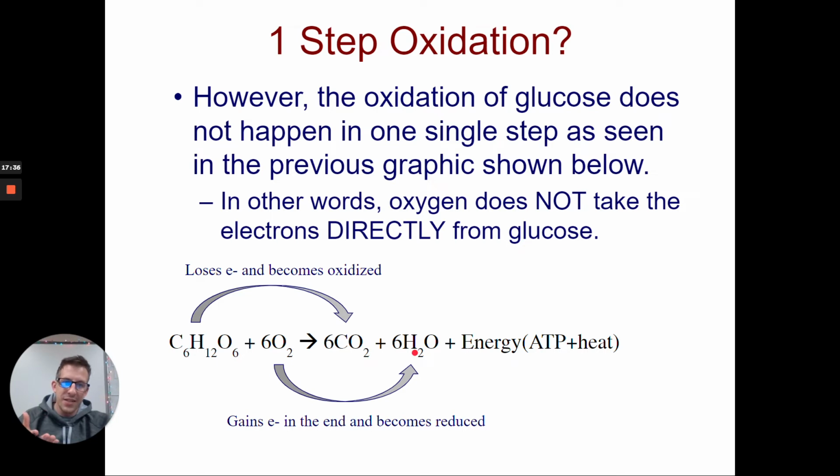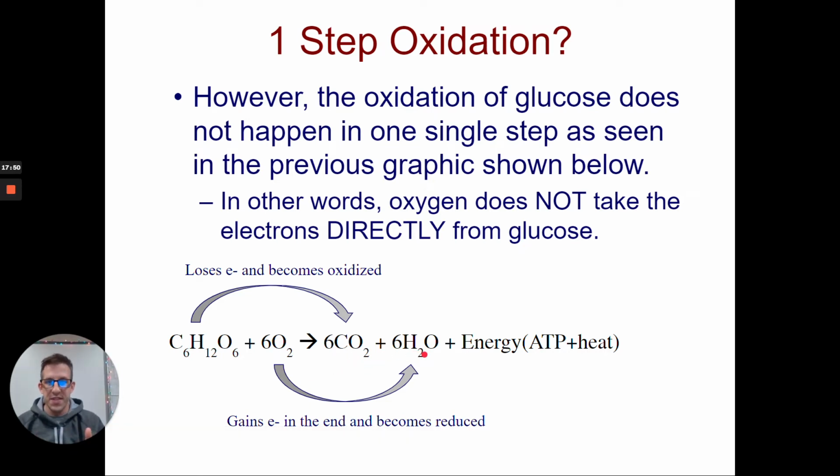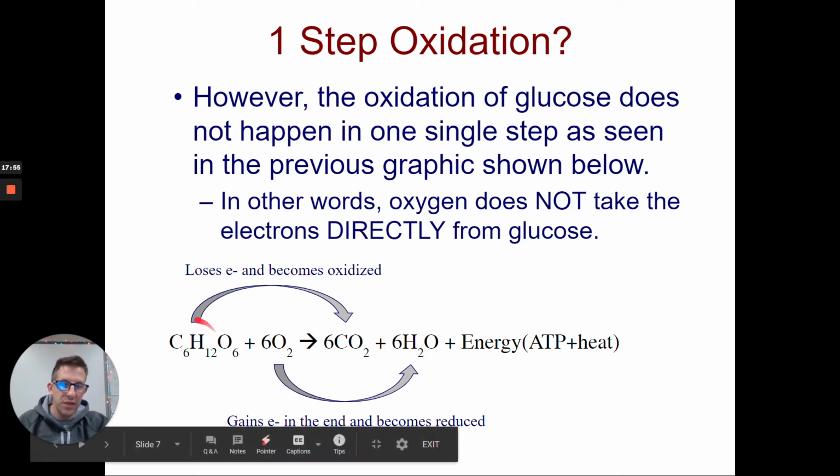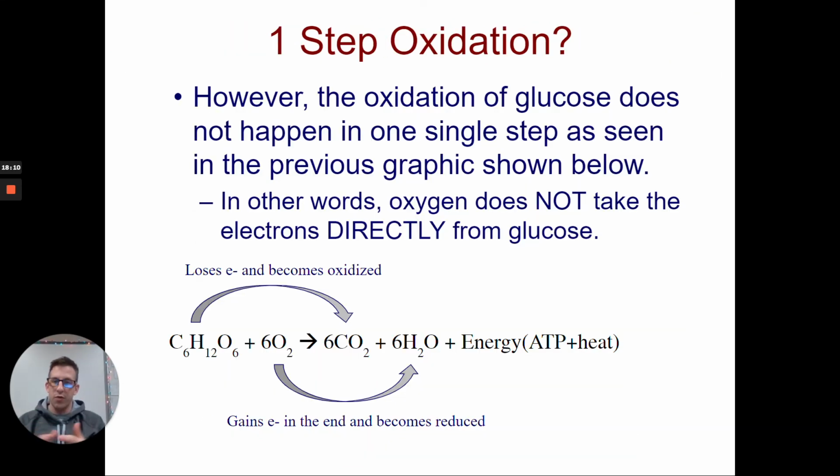Oxygen does not take the electrons directly from glucose. This actually does not happen. Okay? In between this side of the reaction and this side of the reaction, there are dozens of steps. Okay? So this is not a direct transfer of electrons from sugar to oxygen to make water. This does not happen in real life. And you might ask, well, why doesn't it happen? Why doesn't it happen like we see in the chemical formula in front of us?